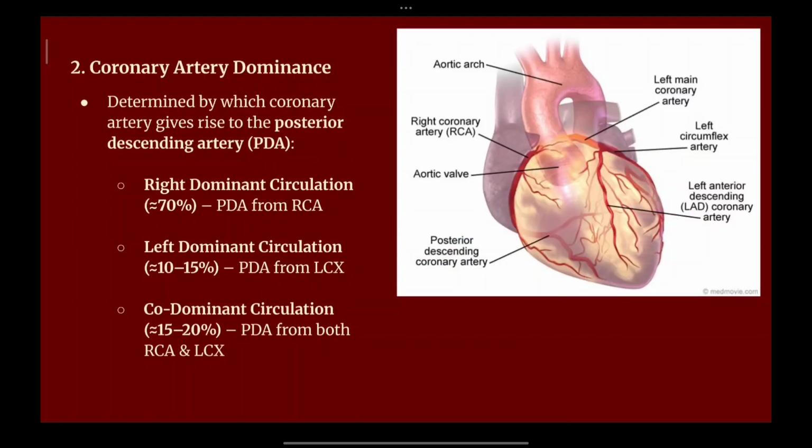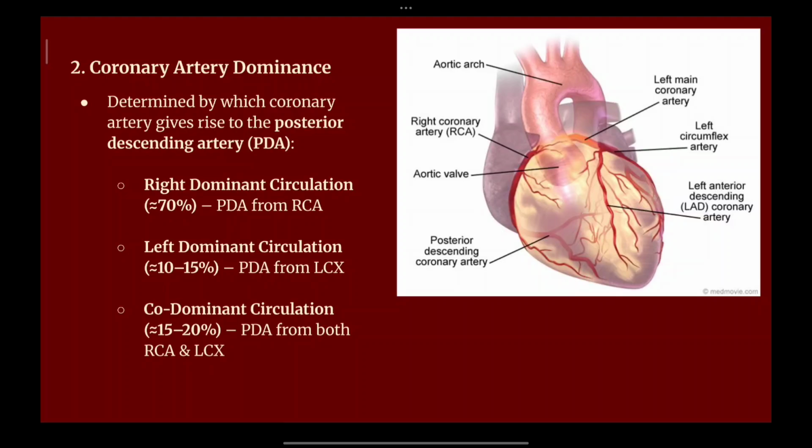Now, we have seen the coronary arterial supply. Now we'll see the dominance, that is, how much blood is being given.